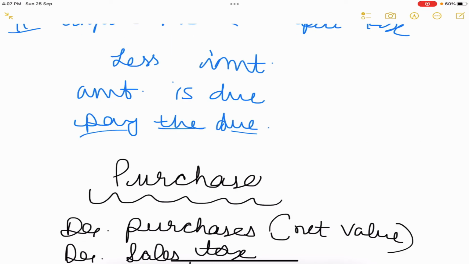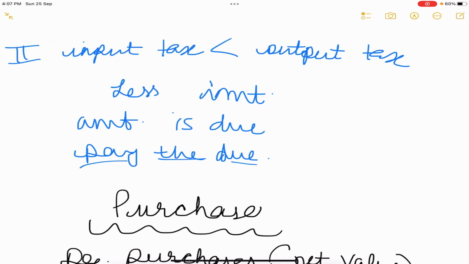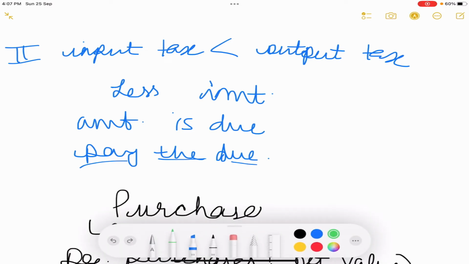The same way, if the input tax is lesser than the output tax, which means you have to pay the excess, here you are going to debit the sales tax and you are going to credit the cash.